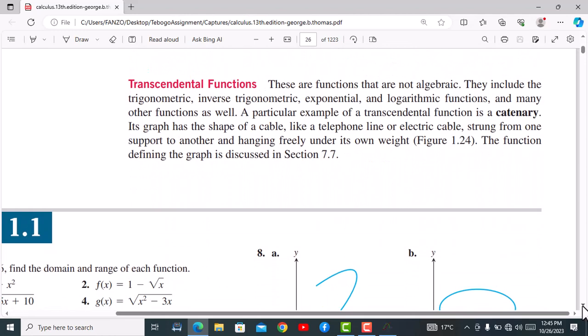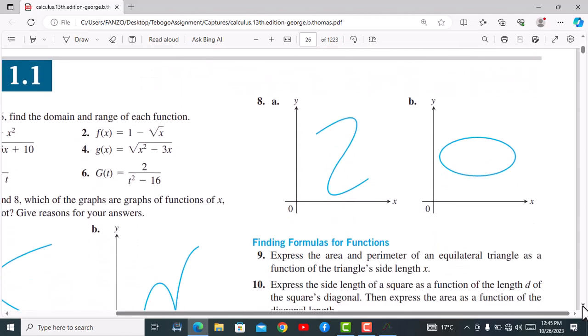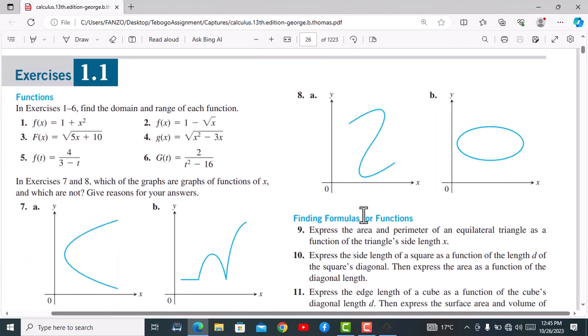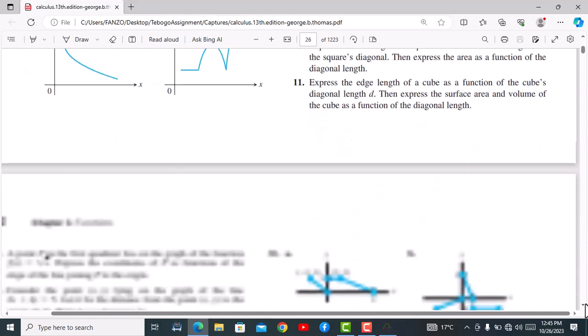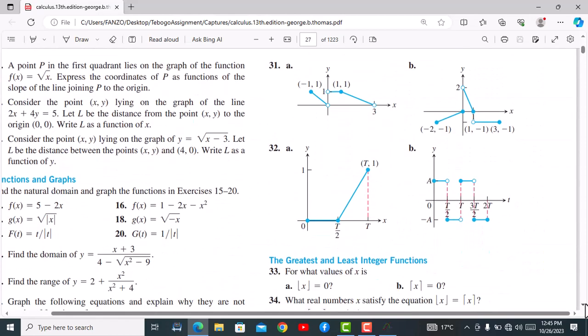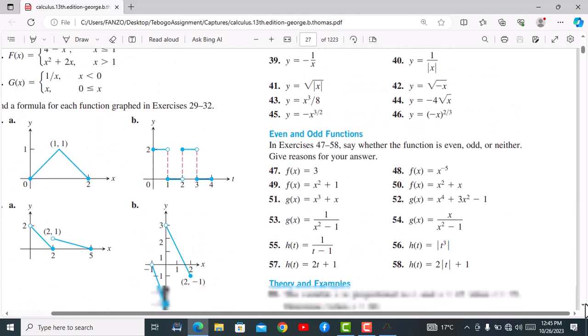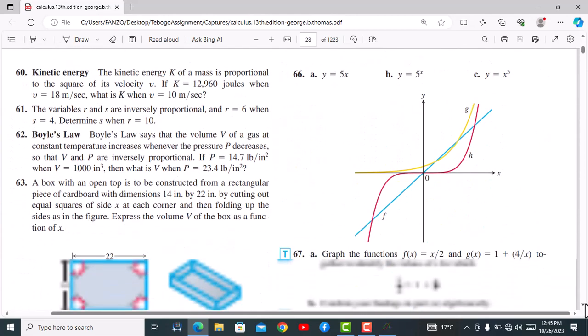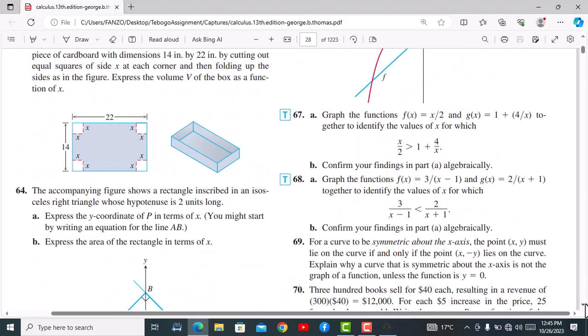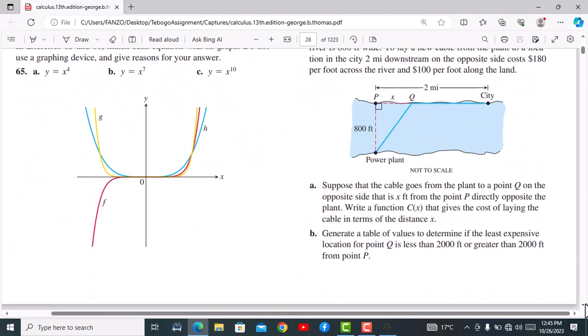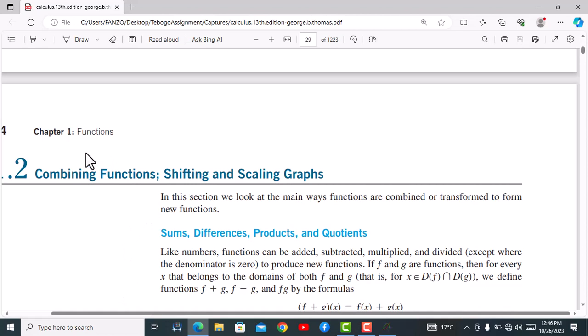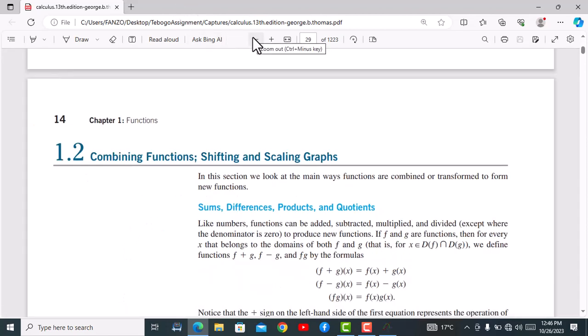And then we have the transcendental functions, which I'm not so much interested in. So guys, in our next tutorial we are going to solve these problems. I'm not going to solve all of them, but I will try to solve as many as possible. We are going to try and solve the entire set of problems that we have here, and when we are done with that, we will move on to 1.2, which is combining functions, shifting and scaling the graphs.